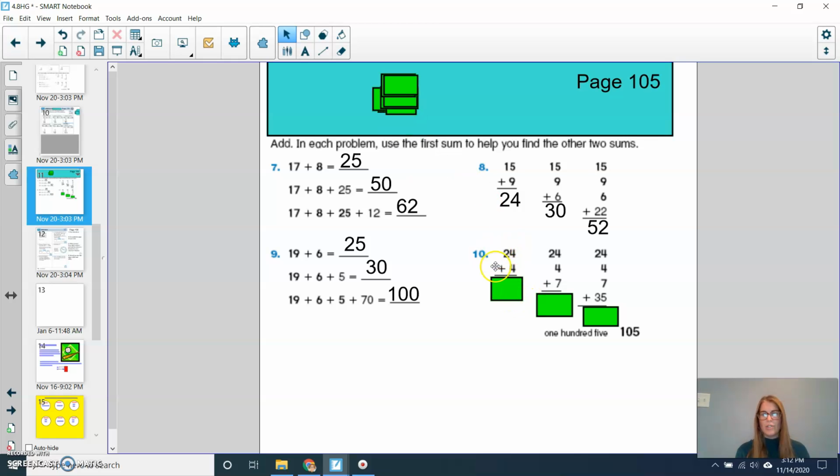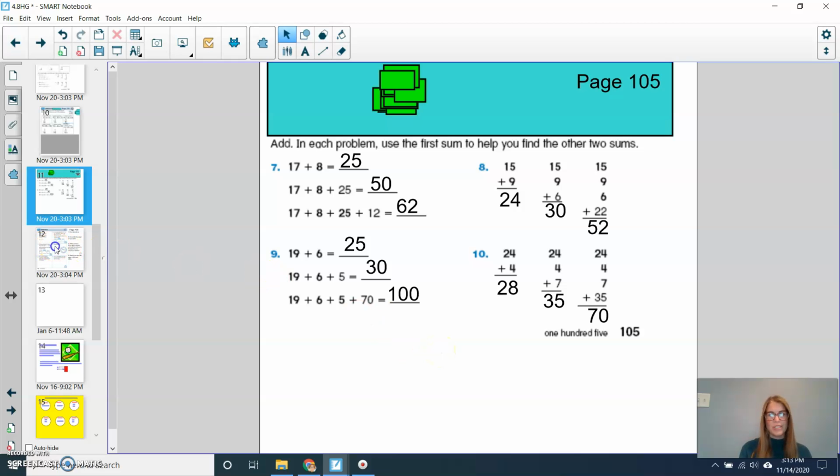If I know 24 plus 4 is 28, and I add 7 more, I know that 7 plus 8 is 15, so then I would have 35. And then I add another 35, I would have 70. Second graders, we'll talk more about problems like this in future lessons.